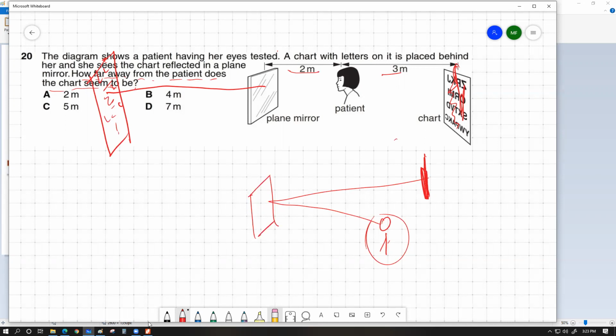As a result, the person will be able to read them in a normal way. The letters in this case are printed laterally inverted, so that when they undergo another lateral inversion, they become easily readable, legible for the person. So this total distance from the mirror to the image is going to be 5 meters as well. So from the person's eye, this is going to be a total of 7 meters. So D is the correct response for this question.